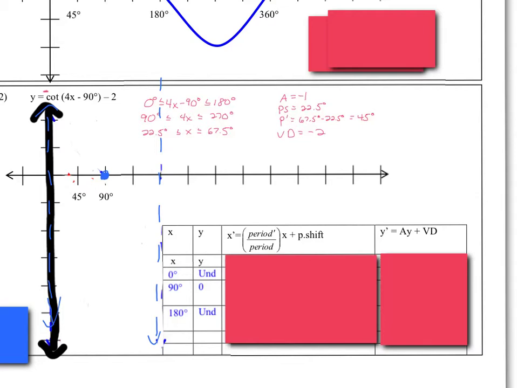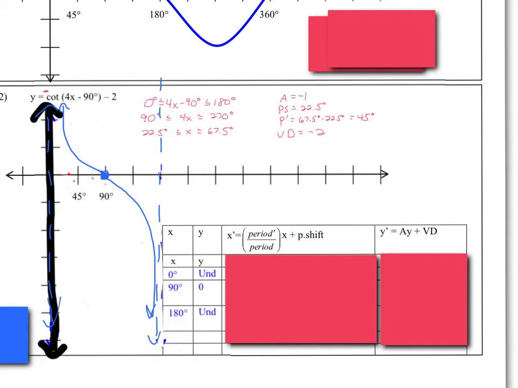Now from memory, I know what this graph looks like. It is curved in this direction, and then when it hits that inflection point, then it's curved in this direction. That's what the parent graph looks like. If you don't remember that's what it looks like, then you may have to do more points in here, like 45 degrees and 135, to figure out what these other numbers are, but I don't think you're going to have to. To graph this graph that we're doing, this red one, negative cotangent of 4x minus 90 degrees minus 2.